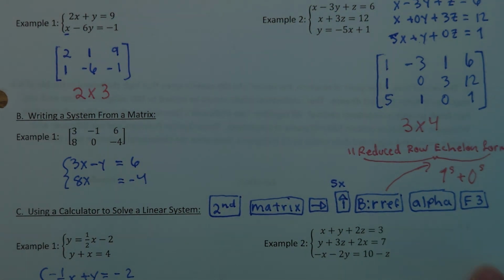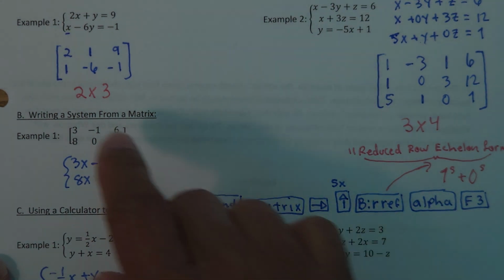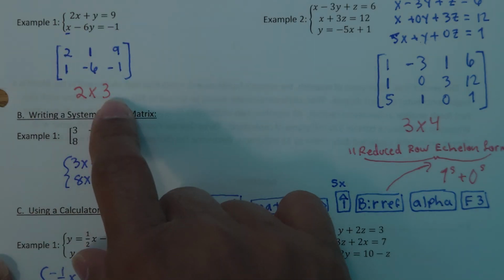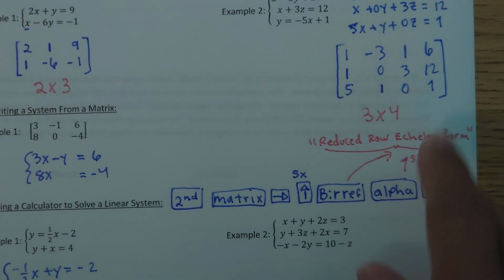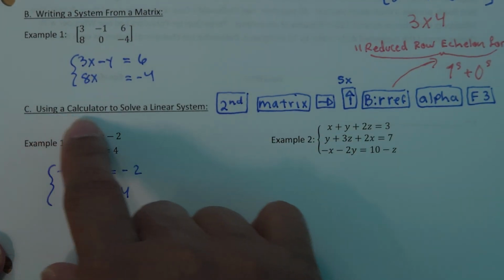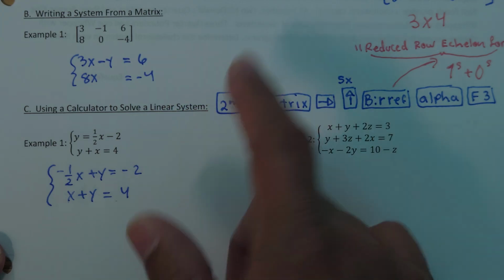All right, so welcome back to the second part of this video lesson. What I forgot to give you in the previous video is that this is a 2x3 matrix and this one is a 3x4. Okay, so on the next two examples, I'm going to be using a calculator to solve the linear system.